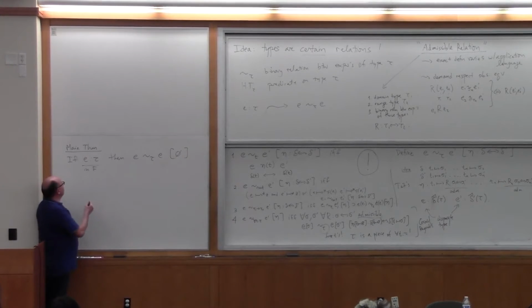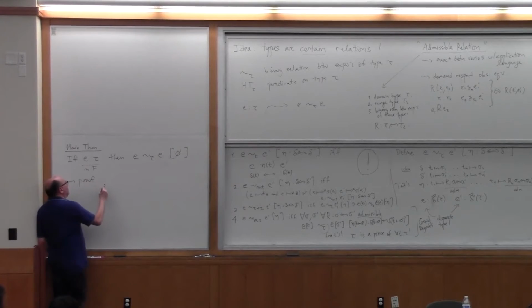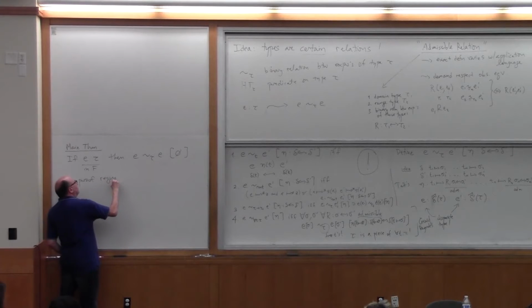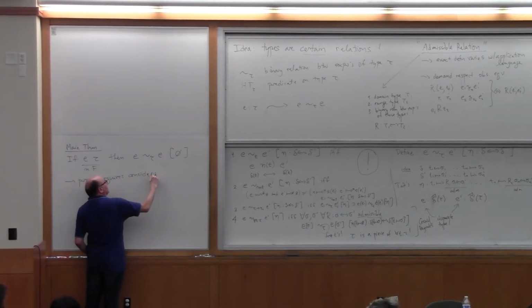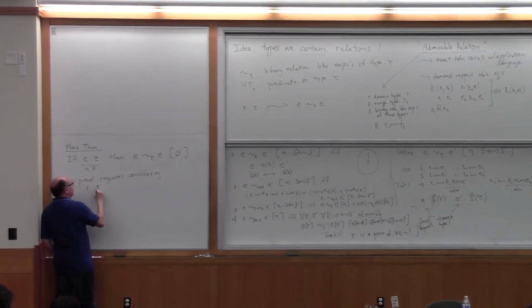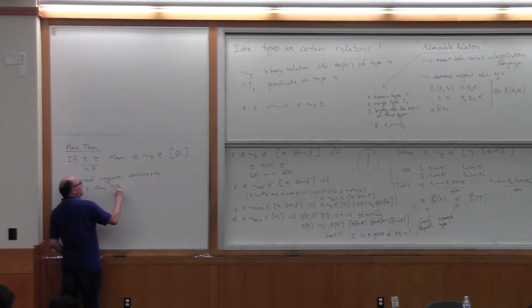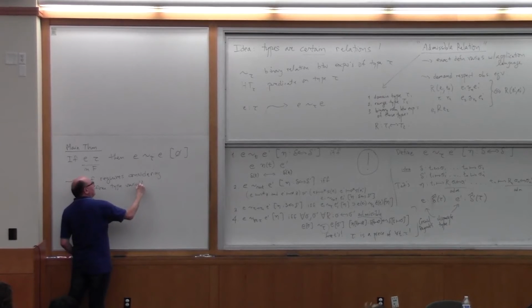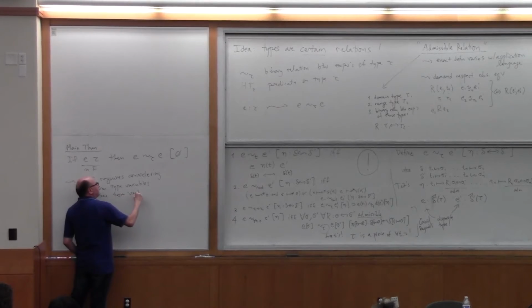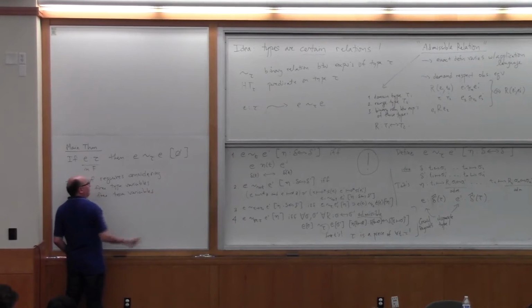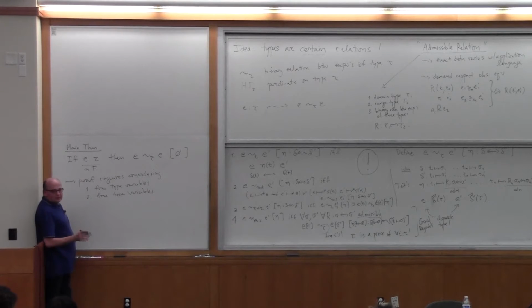So the proof is more involved. The proof requires considering two additional things. One is free type variables, so we've kind of alluded to that already. And moreover, free, so to say, term variables or ordinary variables. And I showed you last time how you come up with that. So you prove a much stronger theorem to make the proof go through.